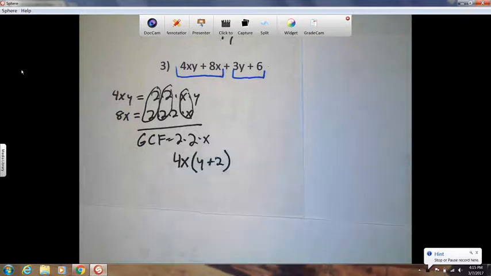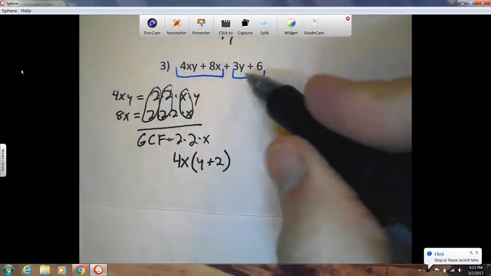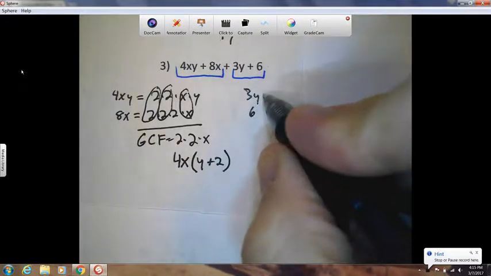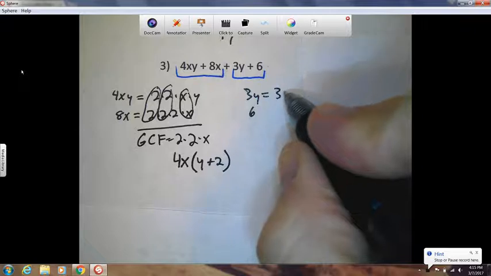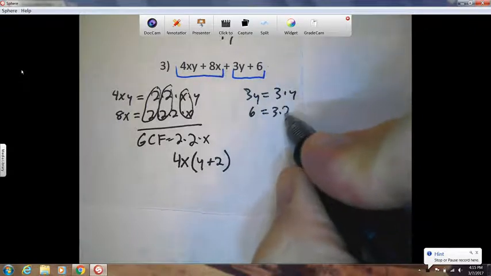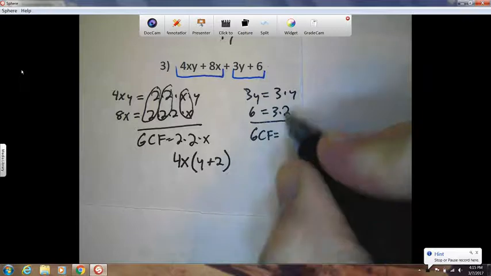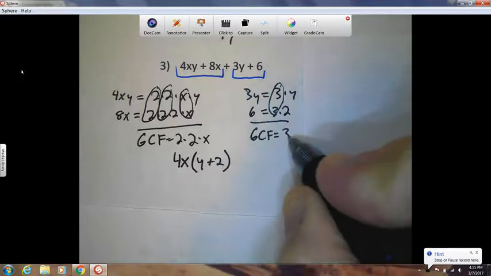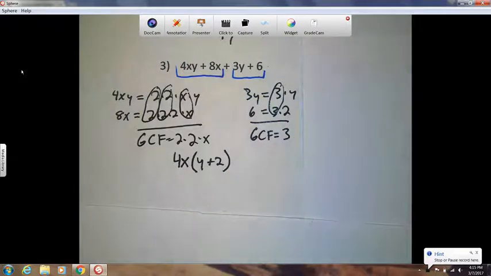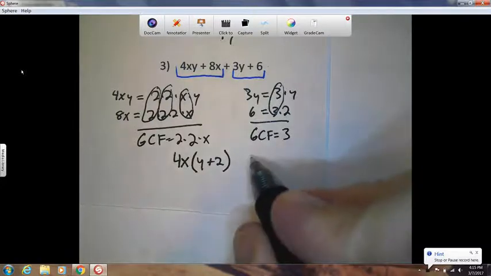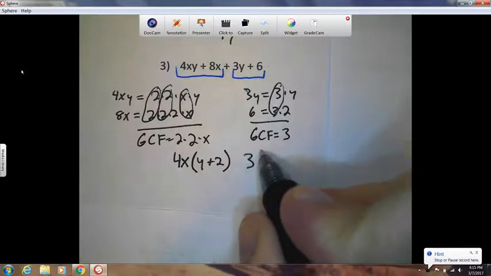Now I'm going to do the other group. 3y and 6. And this one, the greatest common factor is 3. So I put it outside parentheses. And again, I have y plus 2.